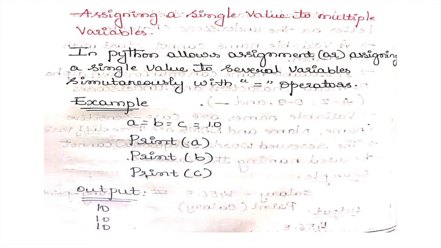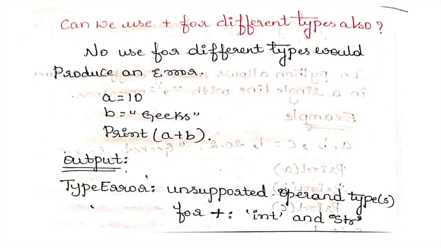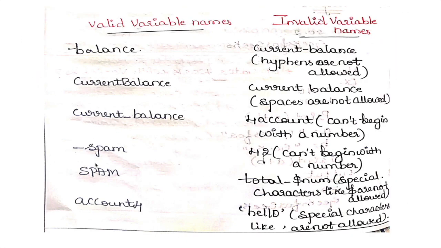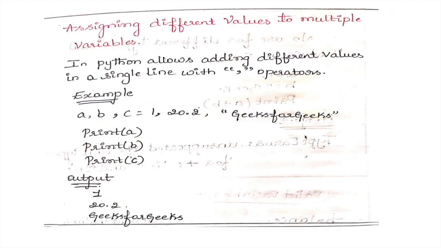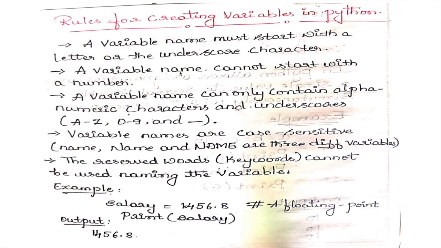You can see these are all valid variable names. See, for account, this is invalid. Why is for account invalid? I told you the first rule: a variable name should always start with a letter or with an underscore. It should not start with a digit. Here, for account is invalid because it can't begin with a number. You can't use a number as a starting point in a variable. Okay, that is the first rule.